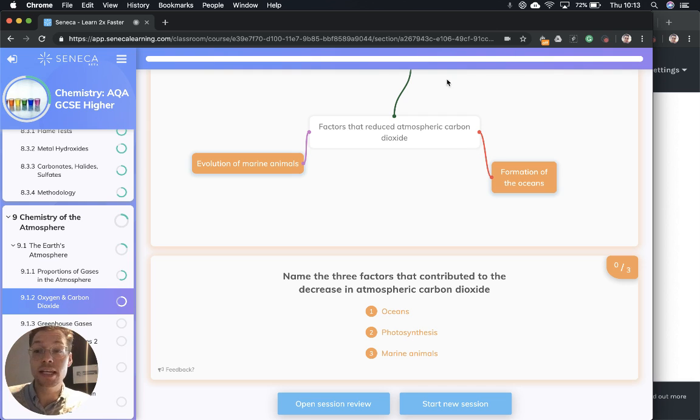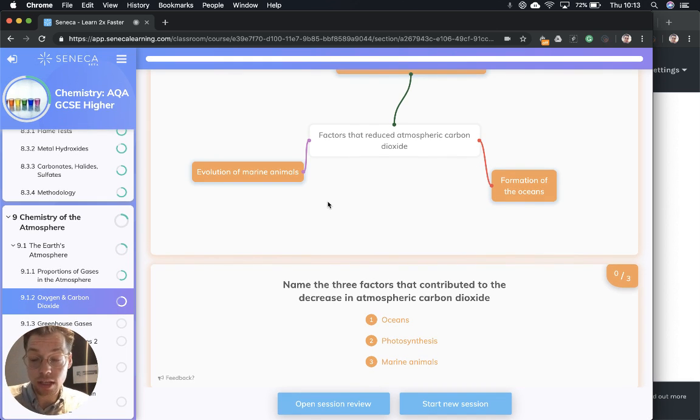So that brings us to the end of the episode. I hope that was useful. Make sure you check out the other episodes on the Earth's atmosphere. We're talking proportions of gases, greenhouse effect. We've got you covered for your GCSE chemistry exam.